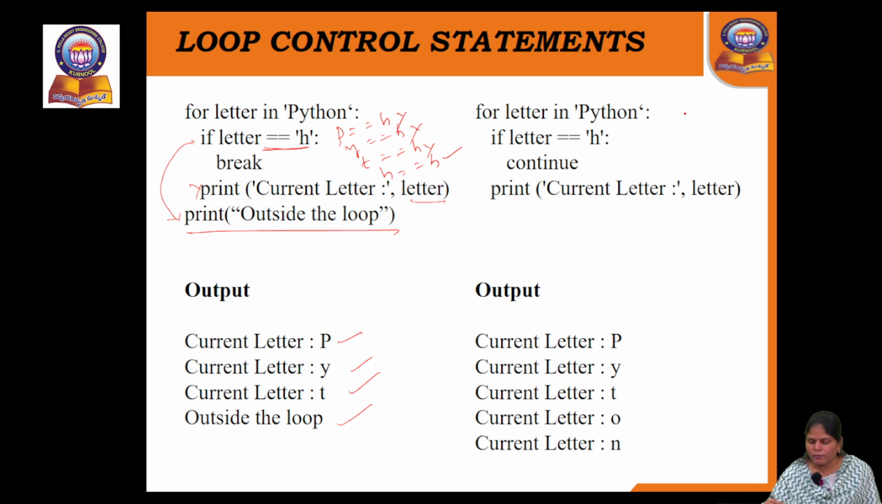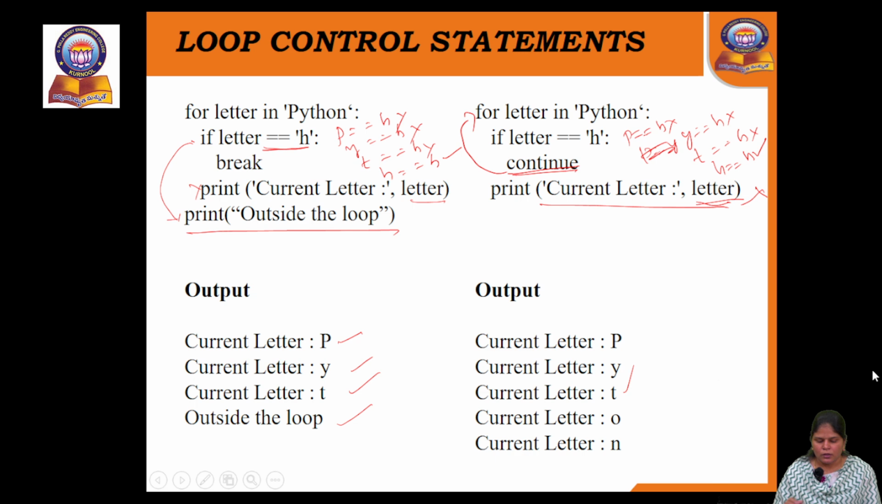The same program with continue: P equal to H, condition false, so the letter will be printed. Y equal to H, condition false, so it will print Y. T equal to H, false, so it will print T. H equal to H, condition is true, so it will continue. This statement will not be executed, it goes back to the loop. So here it comes out of the loop, here it goes back to the loop. That is the only difference. So here it skips only one iteration, but break skips all the iterations when the condition is true. That is the only difference between the break and continue.